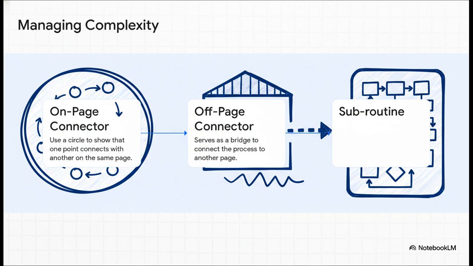That small circle is an on-page connector. It lets you jump from one part of the page to another without drawing confusing, overlapping lines. That little bridge-like shape? That's an off-page connector, linking your flow to a completely different page. And finally, the subroutine symbol. This one is an absolute game changer for clarity. It lets you take a complex, multi-step subprocess, like run credit check, and represent it with a single box. This keeps your main map clean and high-level, letting you zoom into the details only when you need to.